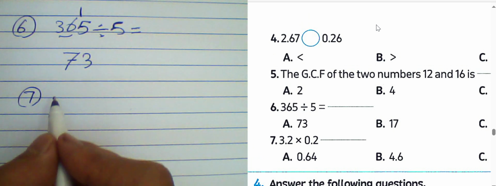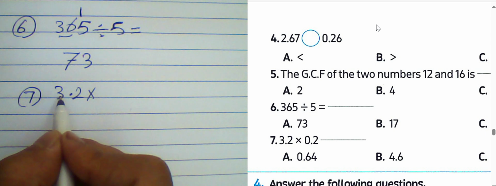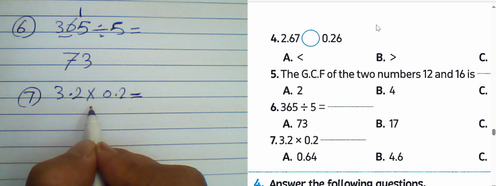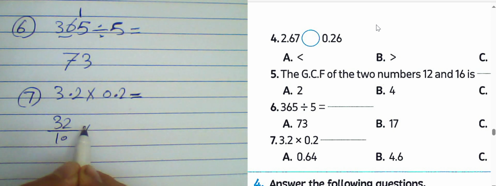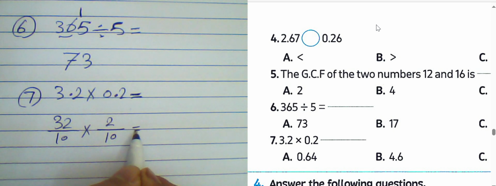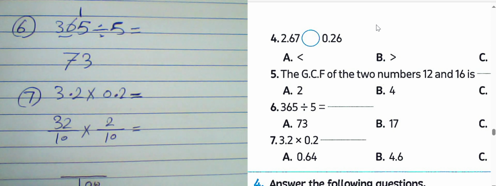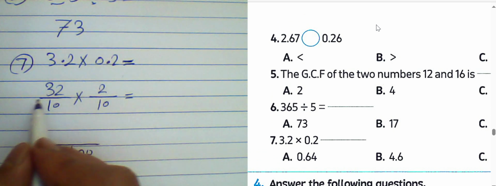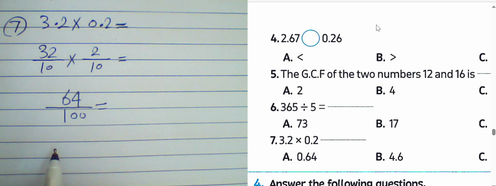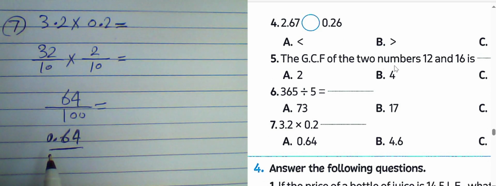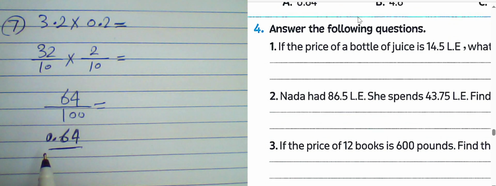Question 7. 3.2 product by 0.2. We have 32 over 10 and 2 over 10. 10 times 10 is 100. And 2 times 32, 2 times 2, 4, and 2 times 3, 6. Then we must put the point after 2 places. It will be 0.64.